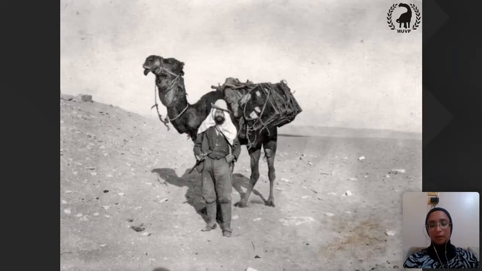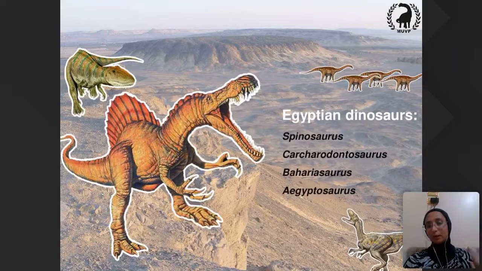Also, there is work that has been done in the Bahariya Oasis by Ernst Stromer, who discovered 4 dinosaurs from Egypt, including the most famous one of them, Spinosaurus. I think many of you are aware of that dinosaur. But as you see, all of this work was done by foreigners without real engagement of Egyptians in the process.